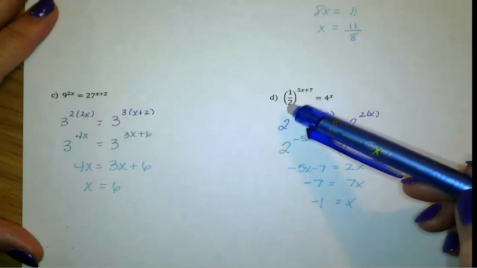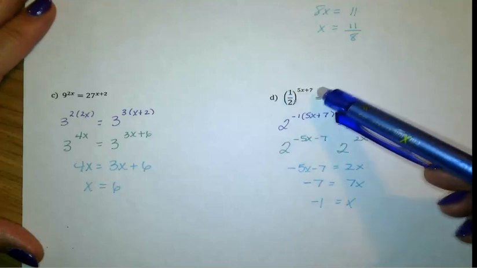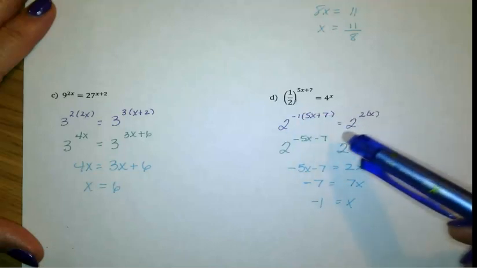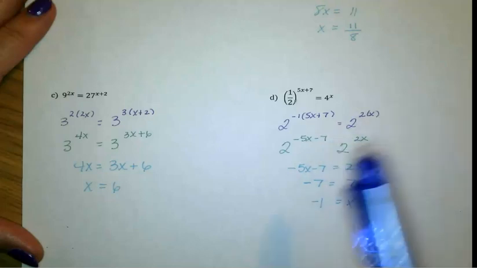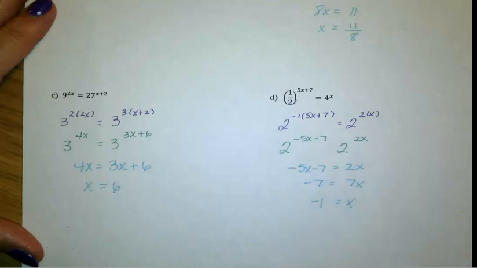And finally, we have a fractional base, so we know that we can change its position in the fraction and become a negative 1 times the 5x plus 7 that's already there. So I distribute the negative 1 through the top, and I now have in the exponent negative 5x minus 7. So I have a base of 2 on this side. I have a base of 2 on this side. So with the property of equality, I can equate the exponents.